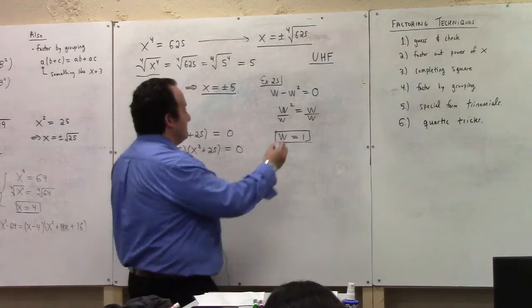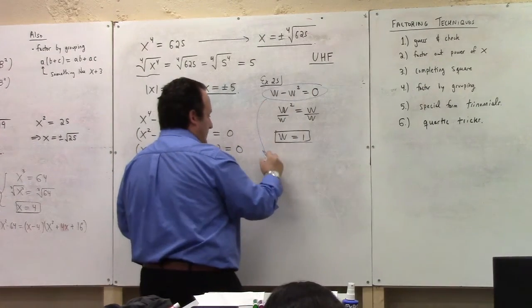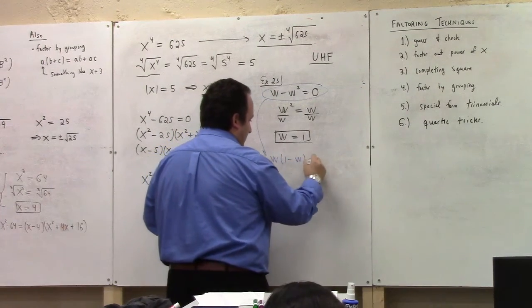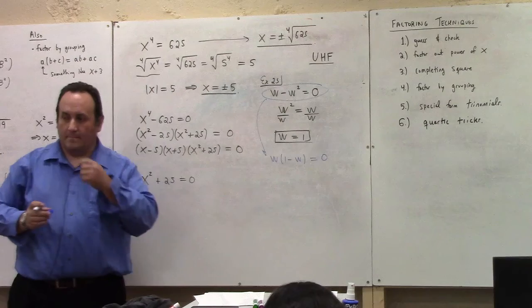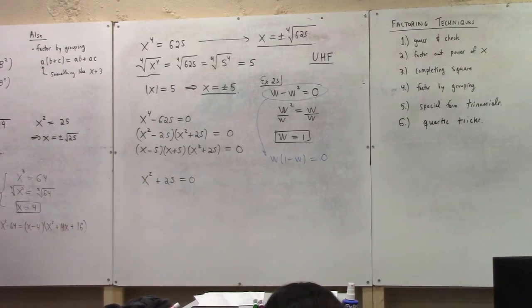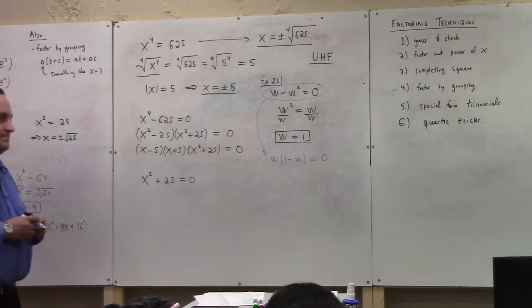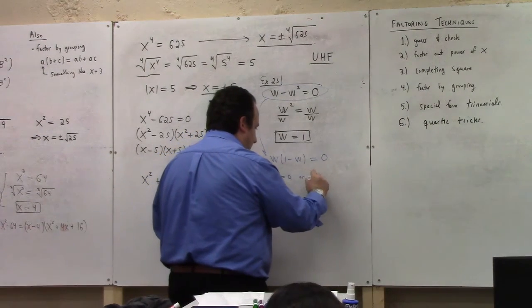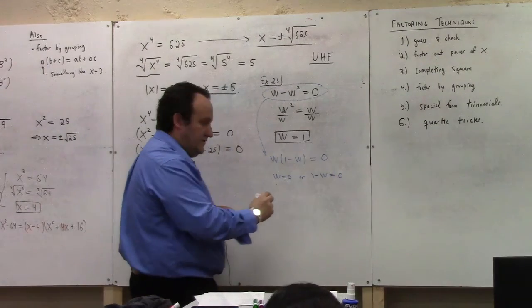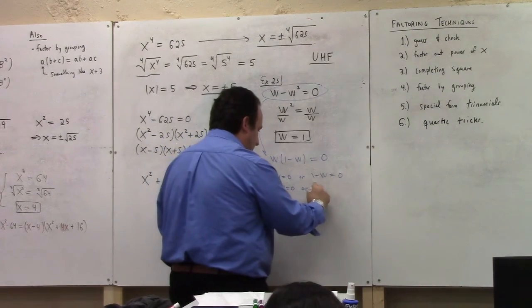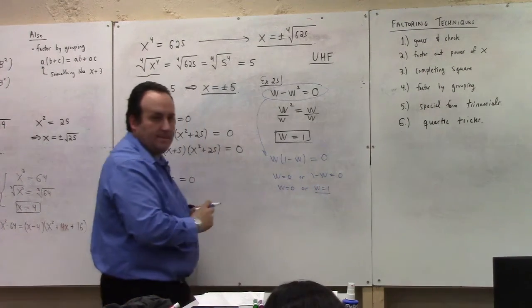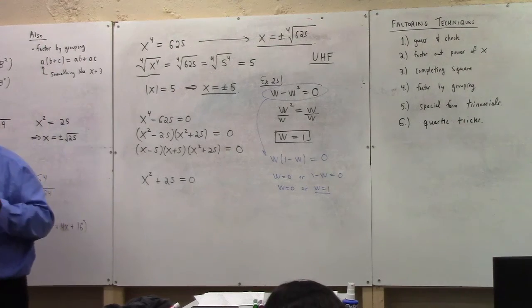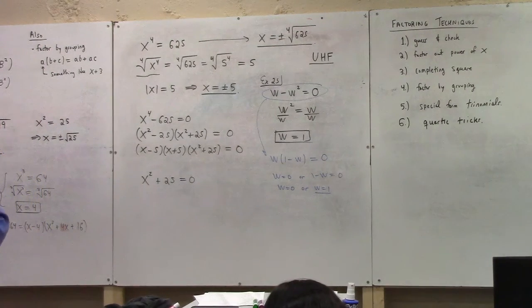What's the other way we can solve this? Factoring, right? So this is w times 1 minus w equal to 0. Factoring is a much safer way of solving things because it helps you not lose things. What does this tell us? w equals 0 or 1 minus w equals 0, right? Which means either w equals 0 or w equals 1. So 0 is the other solution that we missed in the black writing.